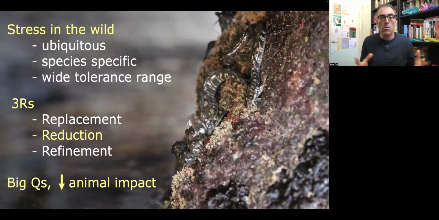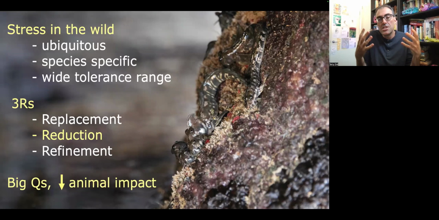So stress in the wild is ubiquitous, it's everywhere, certainly in the case of predation. It's also species specific. So those conditions in the rock pools would actually be quite a struggle or a challenge for many tropical fish, but not these blennies, who seem to be reasonably tolerant to really extreme changes in temperature, oxygen, and salinity. So in terms of the three R's, this is replacement, reduction, and refinement.